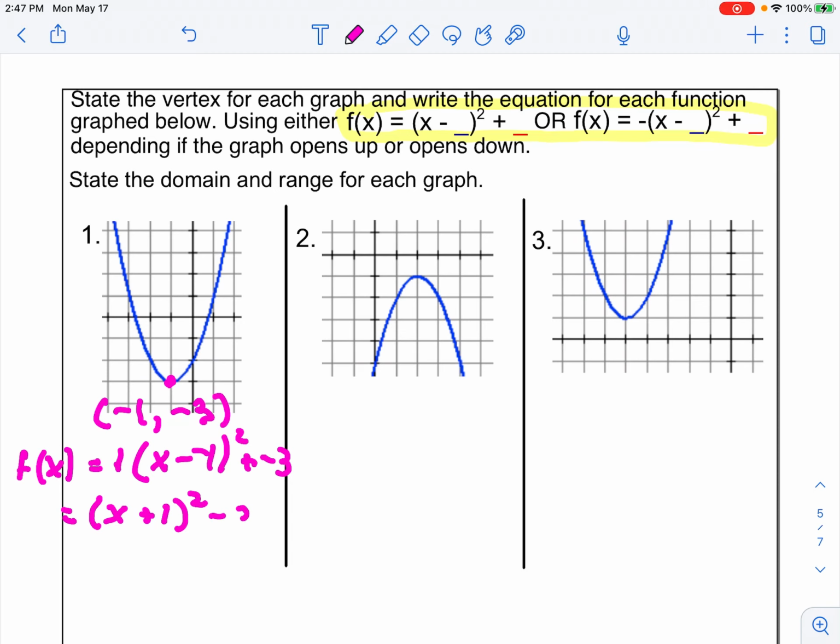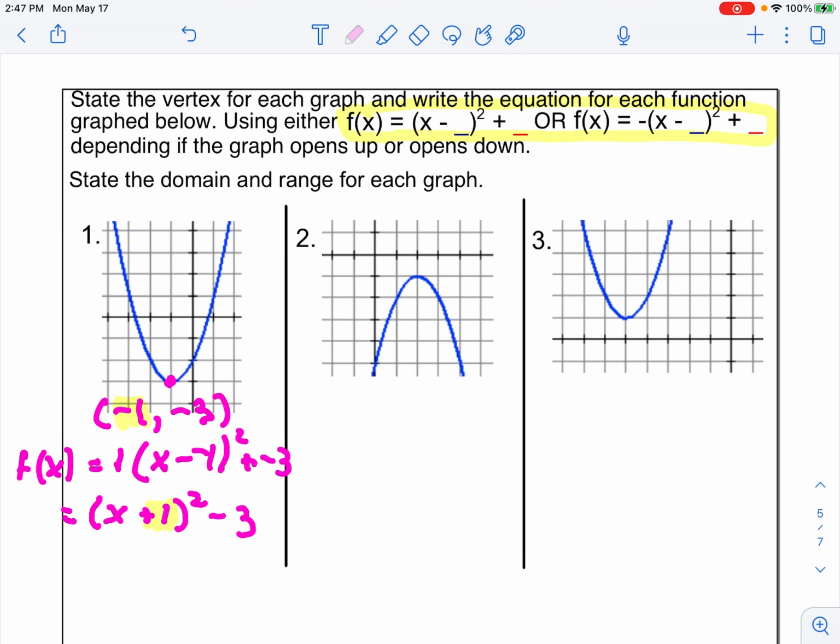And again, many of you have noticed that whatever your vertex is, the x value, when you put it in the parenthesis, it's the opposite. Or if it's +1, it comes out as -1. Some of you started to notice that, but you can just put it in and fix the signs.